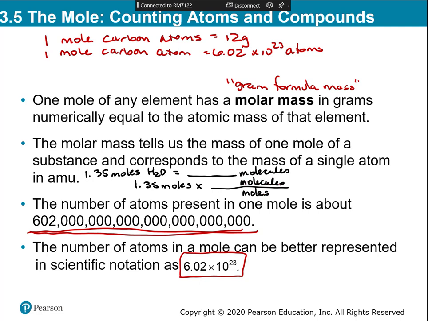And the numbers then, in front of molecules, I put 6.02 times 10 to the 23rd, and in front of moles, I have a 1. So there's 6.02 times 10 to the 23rd molecules in 1 mole of anything. Whether we're talking about water, if we're talking about carbon, if we're talking about sugar, any kind of element or compound. So now you just have to put this in your calculator correctly.